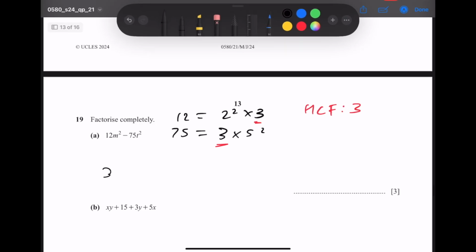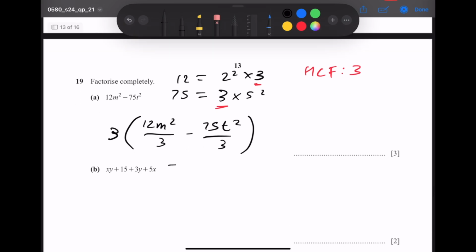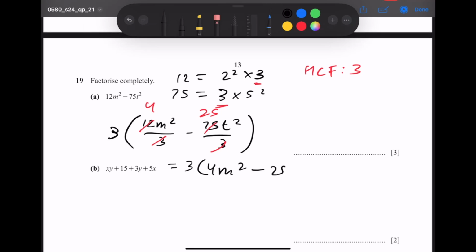So if you put 3 in the outside bracket and multiply, so 3 times 12m square divided by 3 minus 75t square divided by 3. So in this case, we have 3 by 4m square, since 12 divided by 3 is 4, minus 25t square, since 75 divided by 3 is 25. So we have 3 times 4m square minus 25t square. However, the question doesn't stop here. Let me erase this for space.